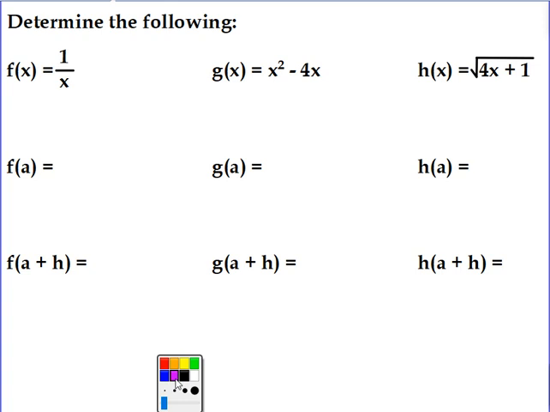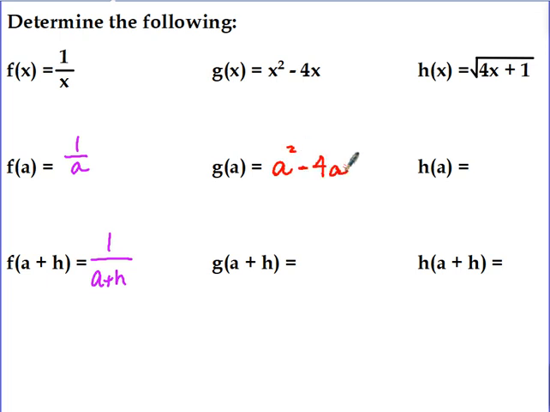So if f of x is 1 over x, then f of a is just going to be 1 over a, and f of a plus h would be 1 over a plus h. So you're just plugging whatever is in parentheses in for x. So for my next one, if I have g of x equals x squared minus 4x, then g of a would be a squared minus 4a.